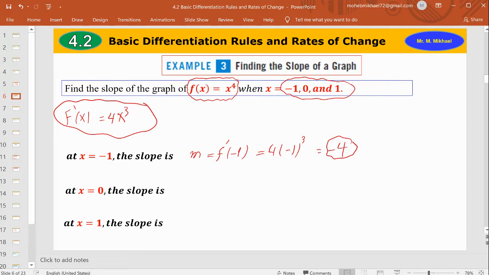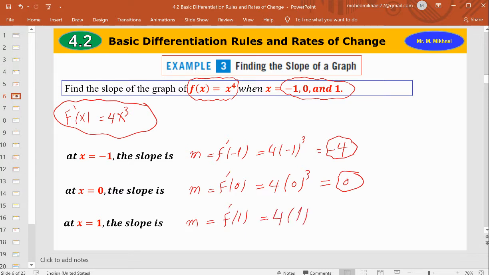Now let's repeat the same thing when x equals 0. When x equals 0, the slope of this tangent line, m equals f prime of 0. f prime of 0 is 4 times 0 to the power 3. The whole thing simplifies to 0. And finally, I need to find the slope of the graph at x equals 1. At x equals 1, the slope m is equal to f prime of 1. f prime of 1 is equal to 4 times 1 to the power 3. 1 to the power 3 simplifies to 1. 1 times 4 simplifies to 4. Pretty cool.